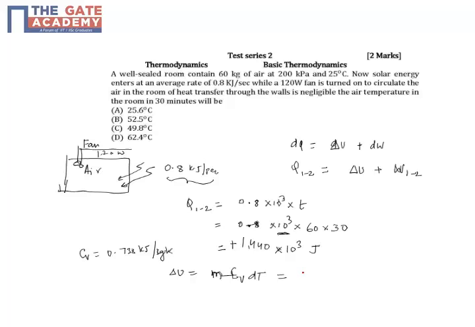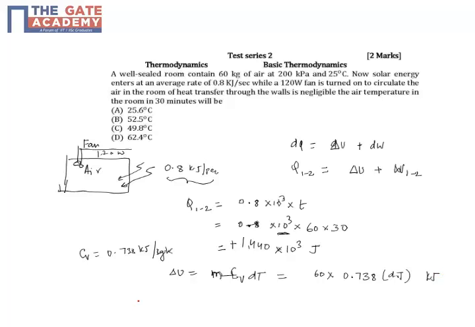So from this, mass is given as 60, so we can substitute: 60 into 0.738 into dT. Remember, this is in kilojoules.